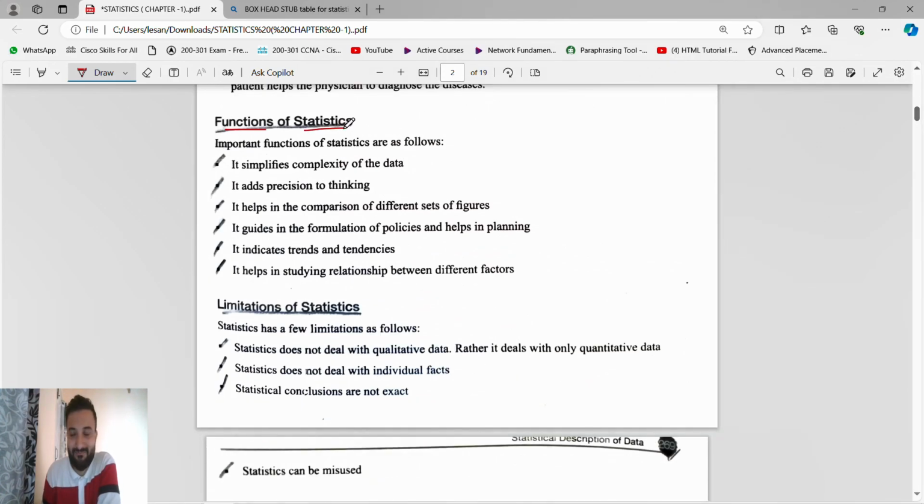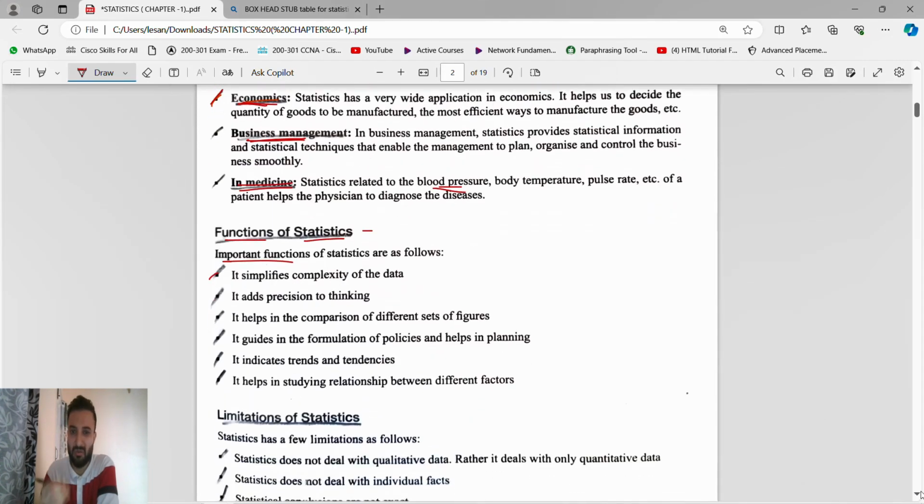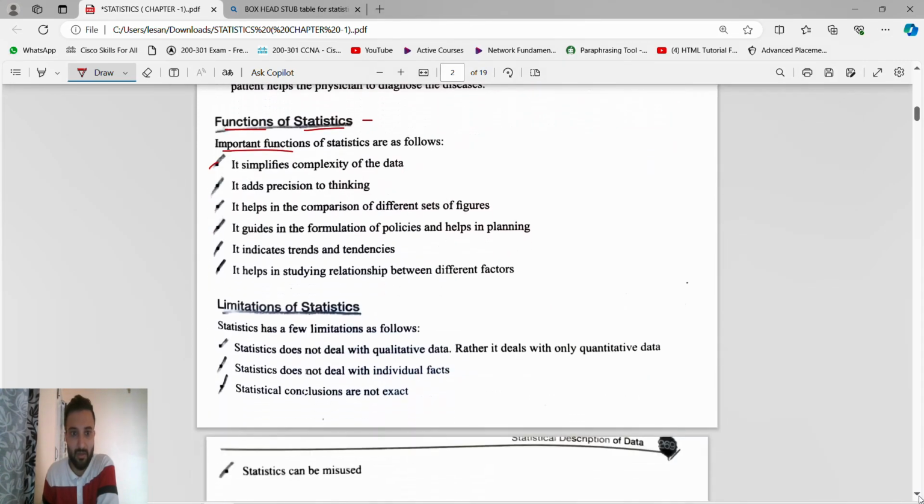Fundamentals of statistics. Again, important functions. So all these points, see, they have ticked. Here I have ticked this, but not all the points. After ticking, I have underlined these words, meaning only these words you have to remember. But for your understanding, if you want more information, you can read all, who cares. Okay.